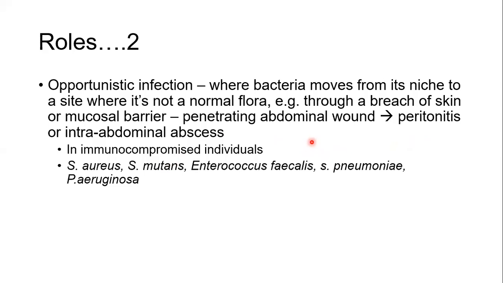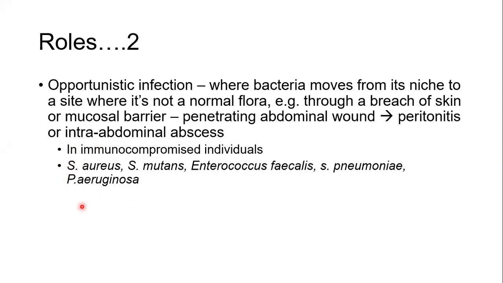There are many examples of this, more commonly in immunocompromised individuals. With immunocompromised individuals, you'll find even a small cut on the skin, Staph aureus will get through the breach and cause wound infection, an abscess, or anything else. And these are things you'll see very commonly in the next few years.